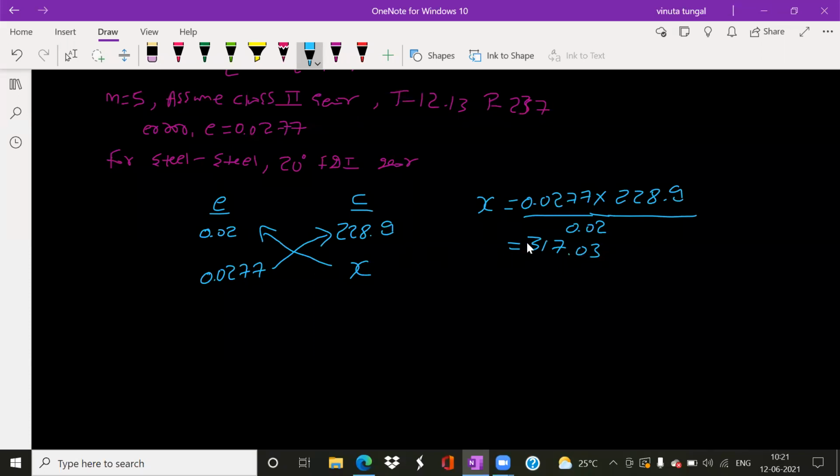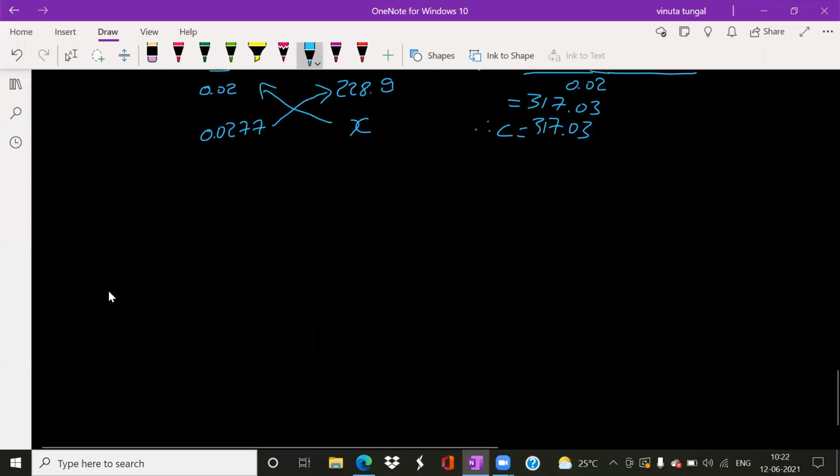317.03. This x is nothing but C, the dynamic factor. Therefore, dynamic factor C is equal to 317.03. Now you obtained the value of C in equation 12.26a. Substitute all the values. One of you tell me the values. I'm going to substitute all the values.